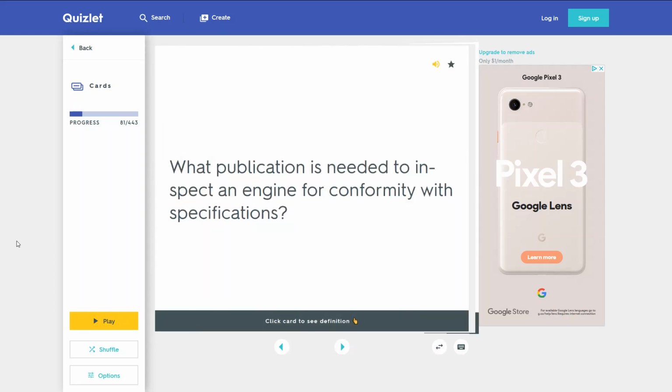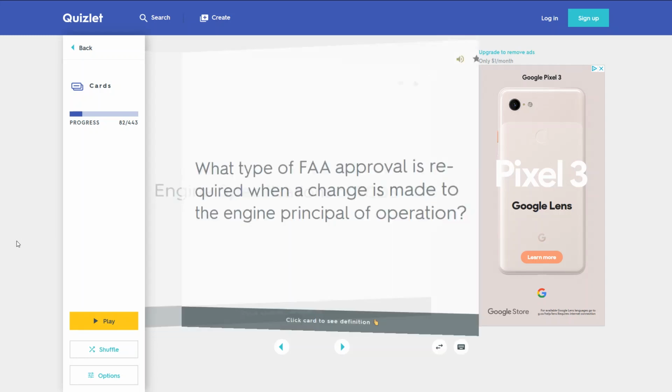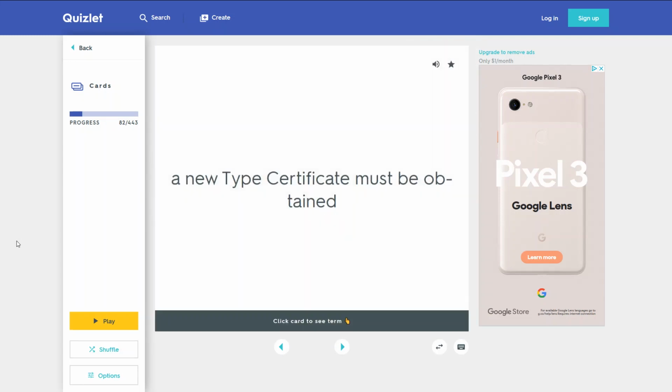What publication is needed to inspect an engine for conformity with specifications? Engine Specifications or TCDS. What type of FAA approval is required when a change is made to the engine principle of operation? A new type certificate must be obtained.